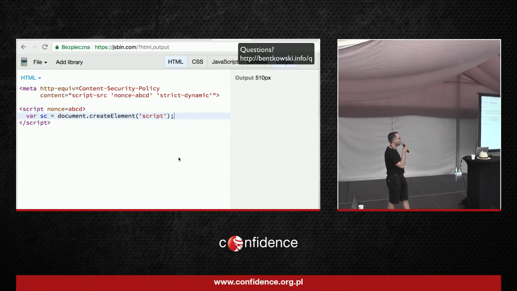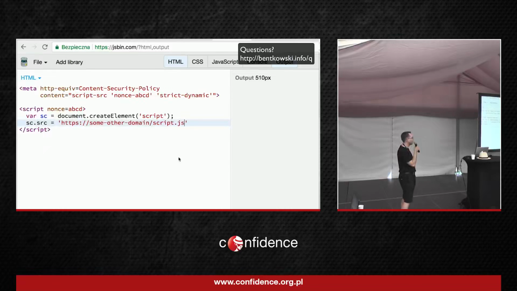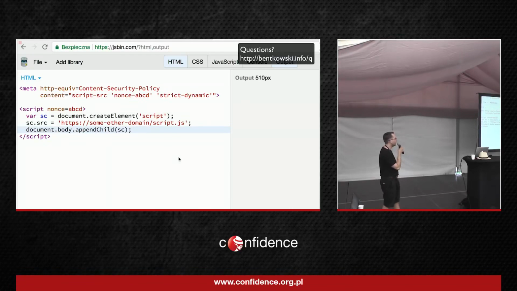And strict-dynamic allows us to do something that is very often seen in analytics scripts. So you have a script that adds another script to the DOM tree. And when you have strict-dynamic, you trust scripts that are added by an already trusted script. So this is something like transitive trust. The script from some other domain will be trusted because the script that adds it is trusted.